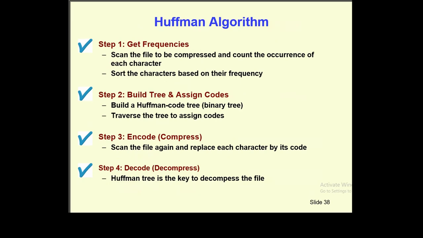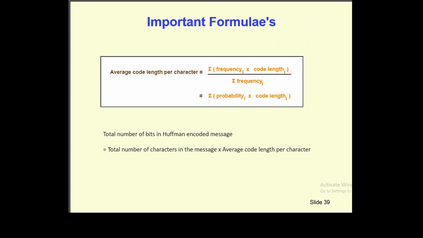So these are the four steps: getting the frequency and arranging them in increasing order, building the Huffman tree and assigning the labels, encoding process and the decoding process. So these are two important formulas here for finding out the average code length per character. The average code length per character will be summation of frequencies multiplied by code length, means frequency of that particular character into its code length, plus frequency of another character into that code length, and that will be divided by summation of the frequencies of all the characters.